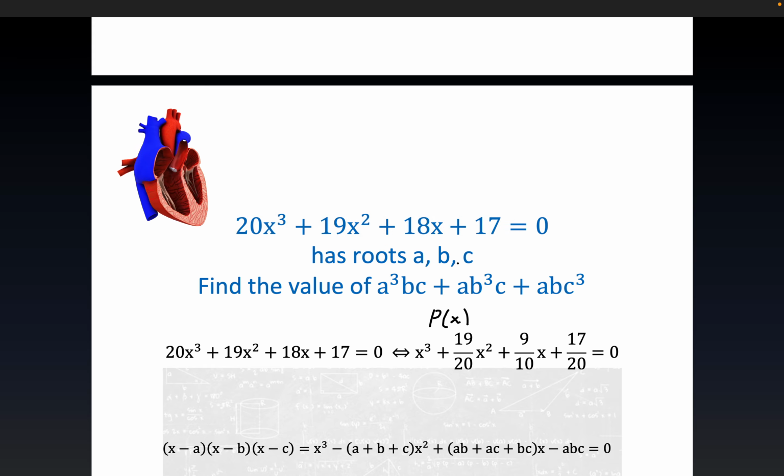Okay. Now, right here, folks, you have also ABC. And again, this is just by equating coefficients, equals minus 17 over 20. Okay. And you'll see there's another thing we can equate here where the AB plus AC plus BC presents right here as the coefficient of X.